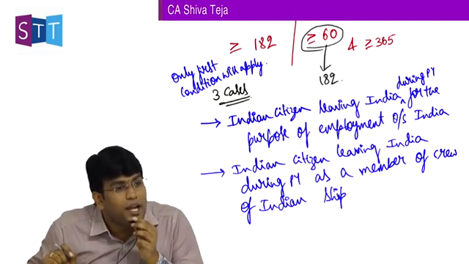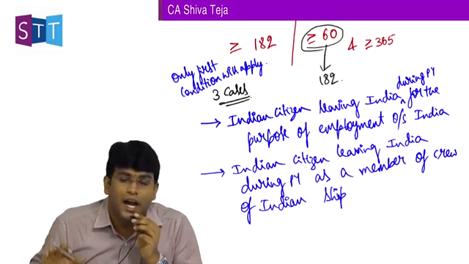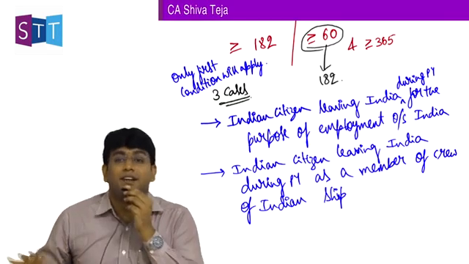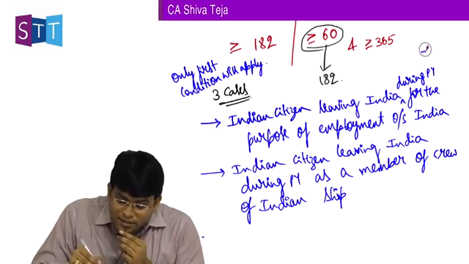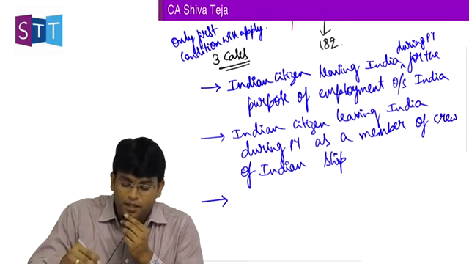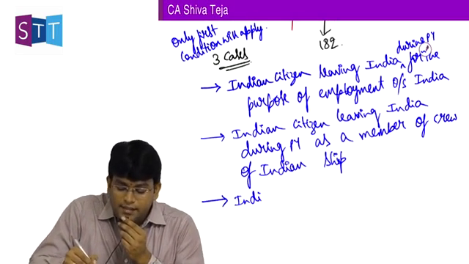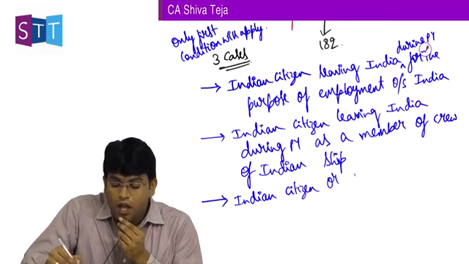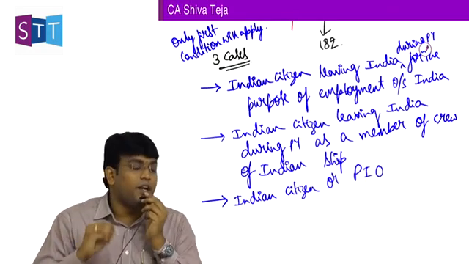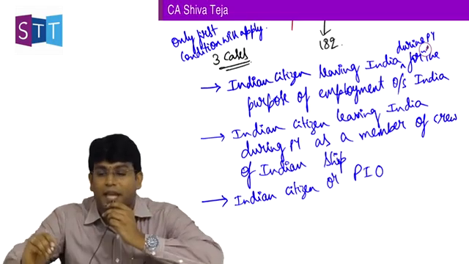As a member of crew of an Indian ship. Are you getting this logic, sir? Everyone, sir? As a member of crew of what ship? Indian ship. Number 3, what we have is, sir, an Indian citizen or a person of Indian origin. In short, we call it as PIO.